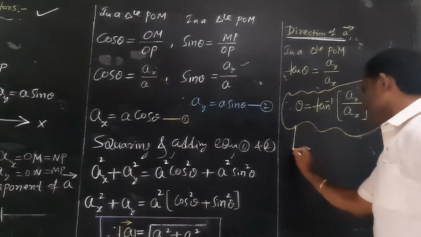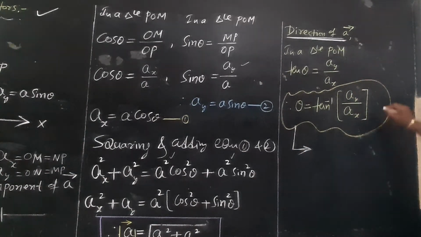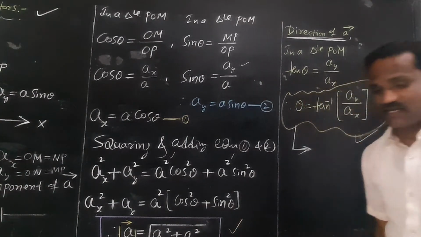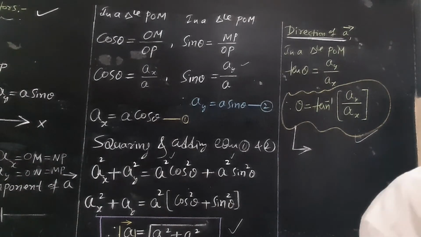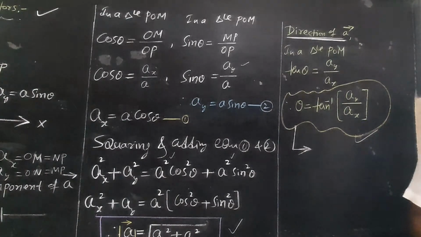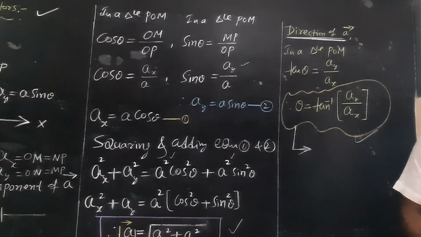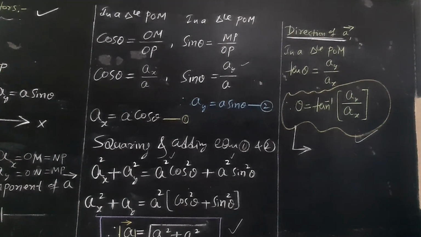What will this theta indicate? It gives the direction of vector A. This is the expression for the direction of the vector, and this is the expression for the magnitude of the vector. So this will complete the concepts of scalars, vectors, types of vectors, how to add two vectors, the definition of cross product of two vectors and dot product of two vectors. So I will end the session.